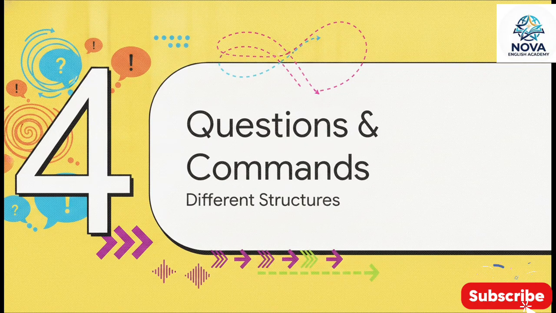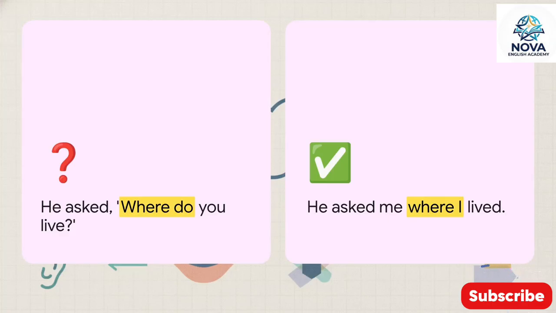Section 4. Handling questions and commands. These require a slightly different approach. Let's look at reported questions first. Take the direct question. He asked, "Where do you live?" The critical rule here is that when we report a question, we actually drop the normal question word order. We don't use auxiliary verbs like do or did anymore.